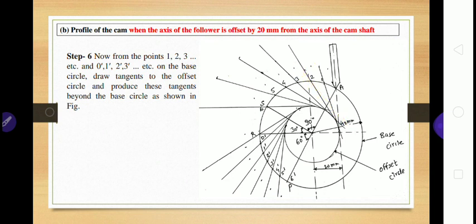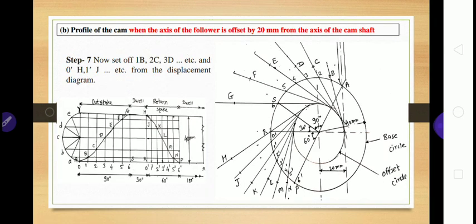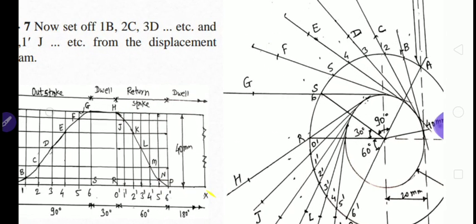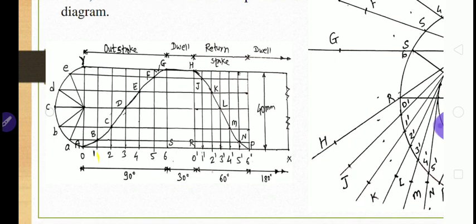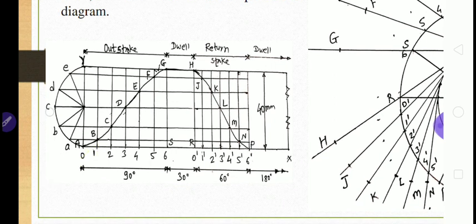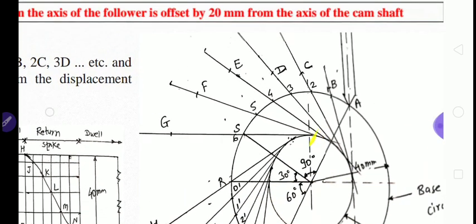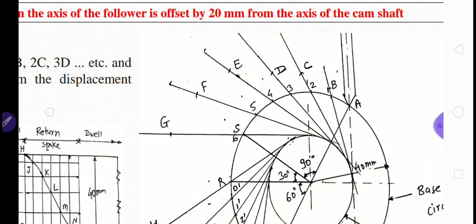Like that you have to mark all the tangents, and these tangents should extend beyond the base circle so that we can mark the displacement over that. These lines should extend beyond the base circle. This is the 6th step. In the next step, from the displacement diagram we will take all the displacements, that is, the distance 1 to B. This is the displacement of the follower during the outstroke. This we will take in the compass and we will mark from point 1 to point B.